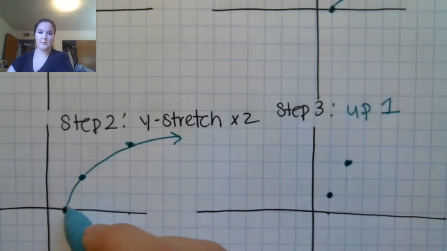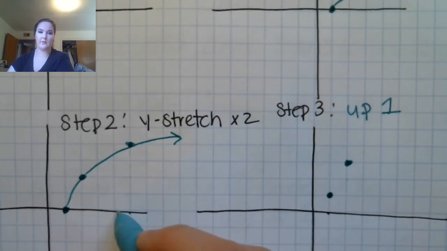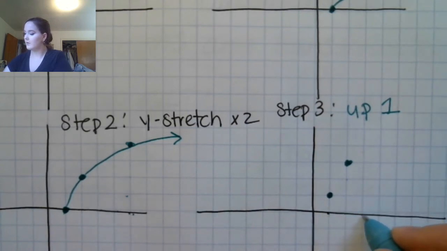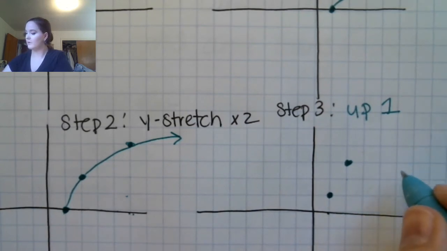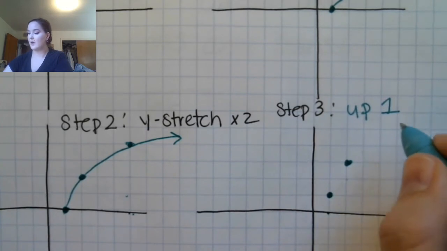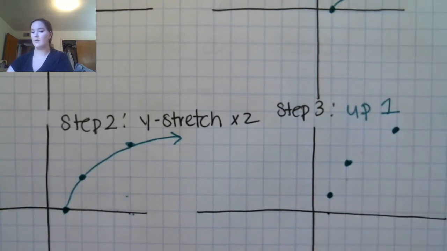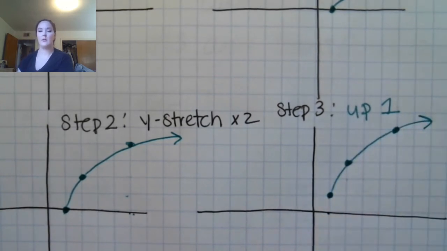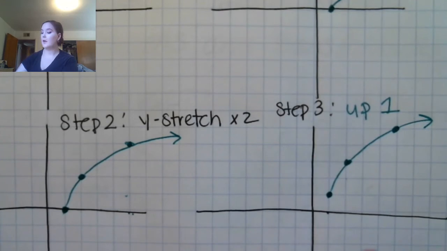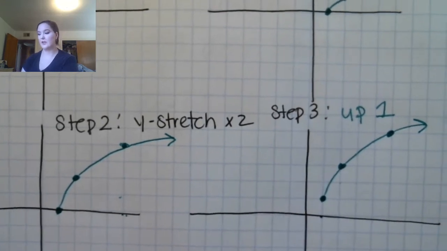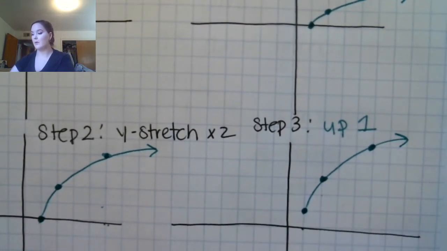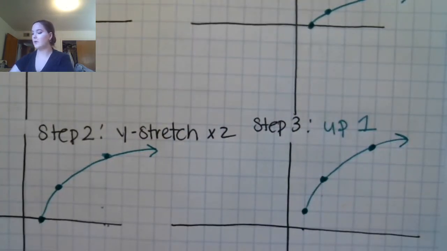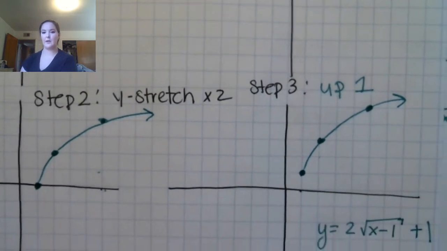And this key point was at 1, 2, 3, 4, 5, 1, 2, 3, 4. So it was here. I'm going to move it up 1. So this would be my new graph, and this is the graph of the function that you're asked about, y equals 2 square root of x minus 1 plus 1.